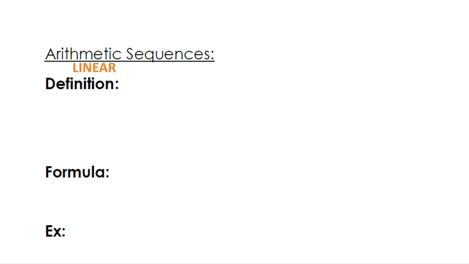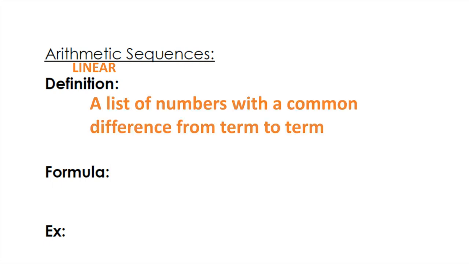Remember we used slope-intercept form, which is y equals mx plus b, to get our formula and to set it up. By definition, it's a list of numbers with a common difference from term to term. An example of that is 5, 7, 9, 11, and if we were to keep going, it'd be 13, 15, 17, 19, 21, 23, and so forth.